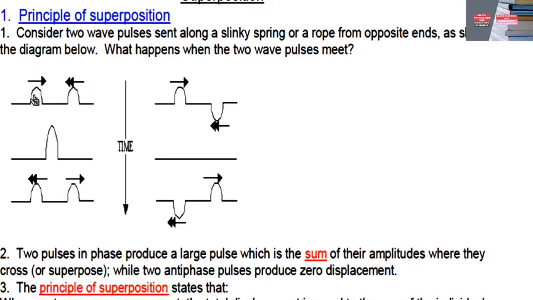So the amplitude here plus the amplitude there gives you the resultant amplitude, which is the algebraic sum of the two amplitudes. And then afterwards, one wave proceeds to the left, the other proceeds to the right.